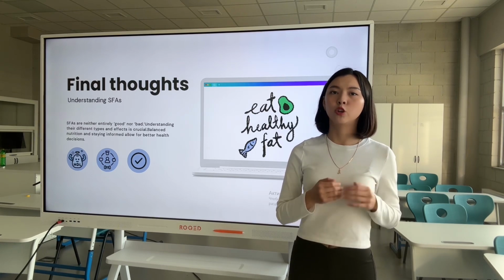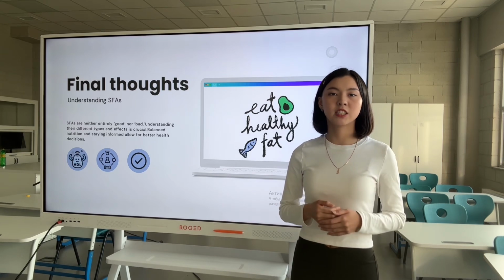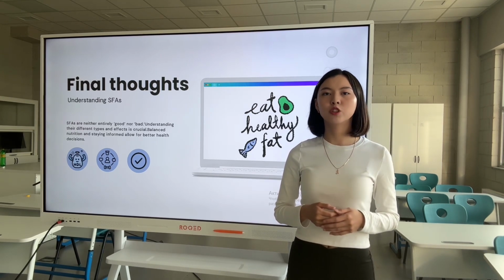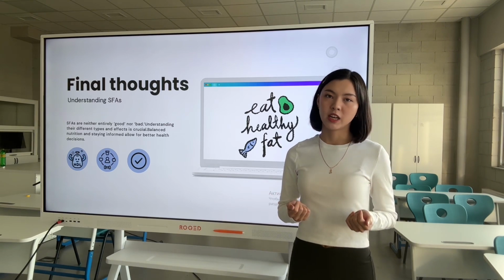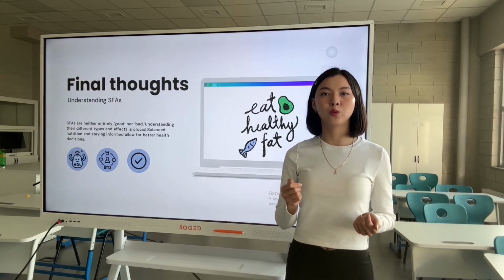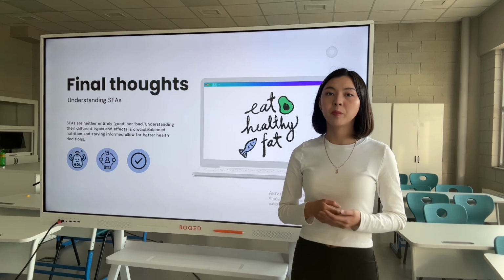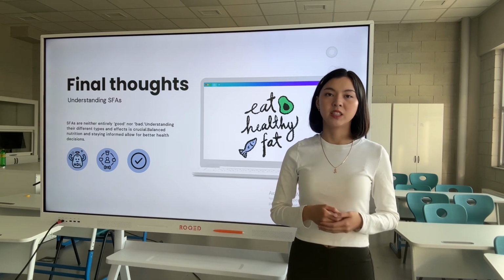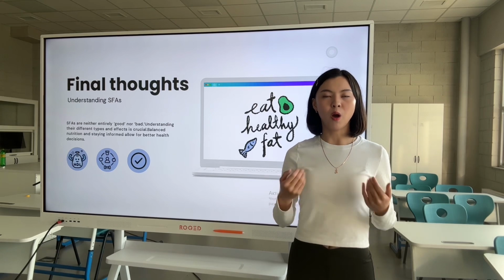They are not simply good or bad. We've seen their essential roles and potential risks. The key takeaway is empowerment through knowledge. By prioritizing a balanced diet of whole foods and staying informed, we can make choices that support our well-being. Let's move forward with a deeper understanding of our biochemistry.